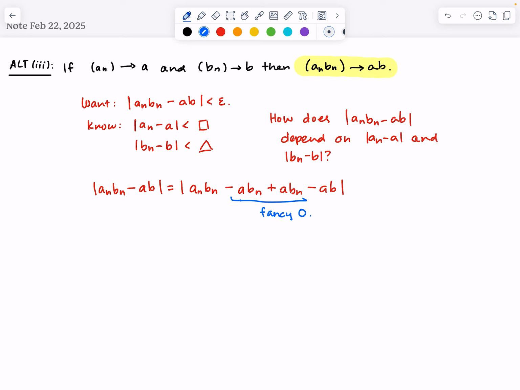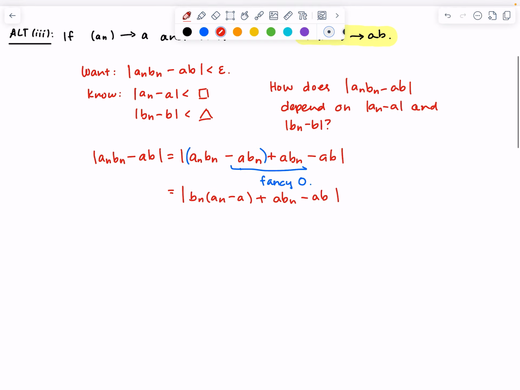So now I can do that if I just focus on these two terms here. That would be BN times AN minus A. And then I still have that other stuff, plus ABN minus A times B.